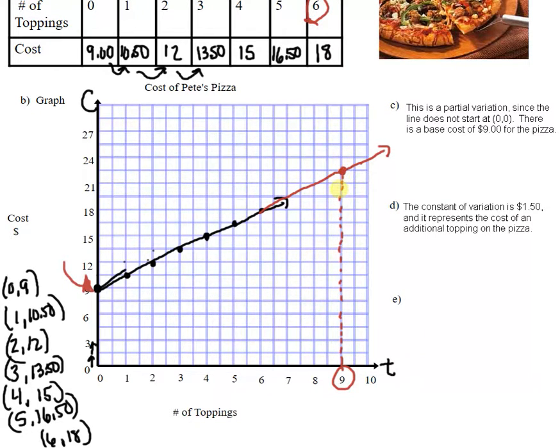Okay, it intersects the line right here. So now let's line it up over to the left to the cost of the pizza. And I get right here. So what is the number between 21 and 24? I get $22.50.